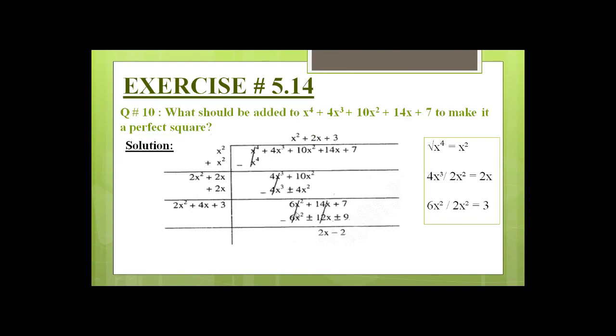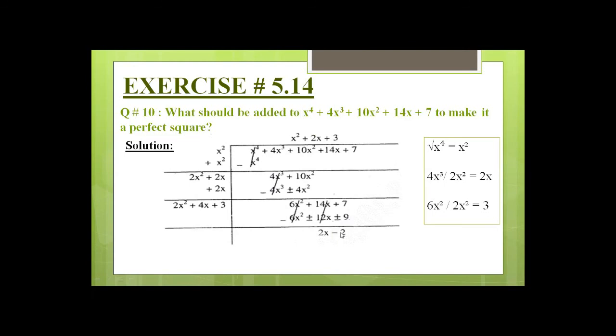Okay, then what you will do, you will change the sign. Plus 9 will become minus 9, plus 12x will become minus 12x, and plus 6x square will become minus 6x square. So plus minus will cancel each other. Plus 14 minus 12 is 2x, and plus 7 and minus 9 is minus 2. So this is the remainder. This is not solved perfectly. This is the remainder, that is 2x minus 2.